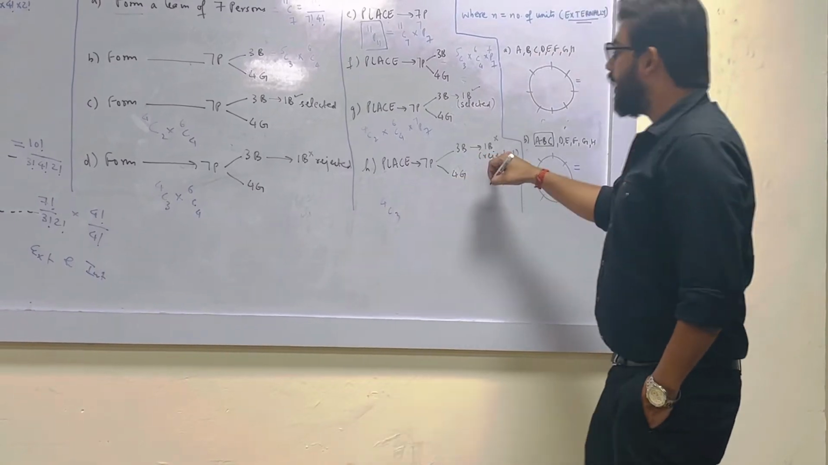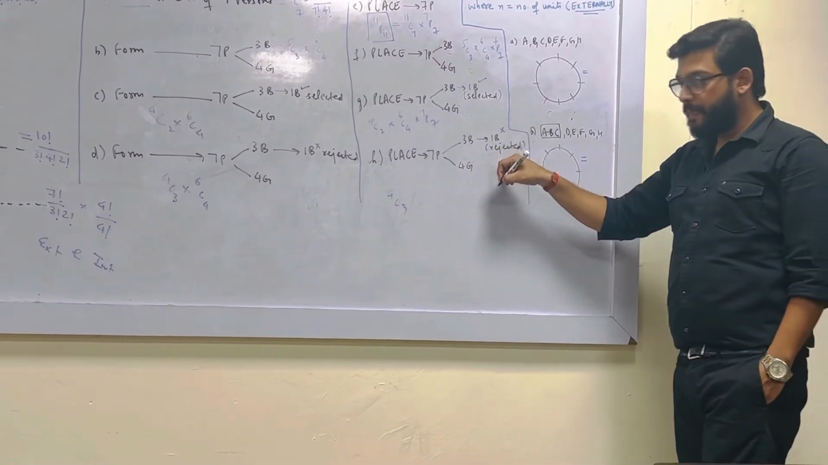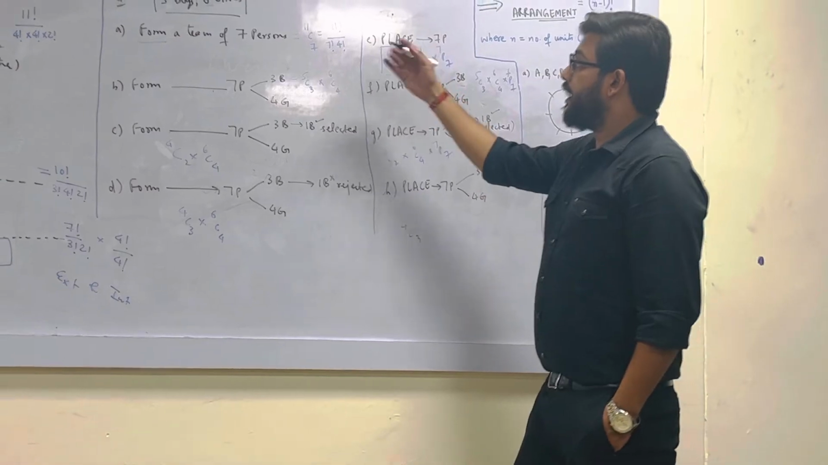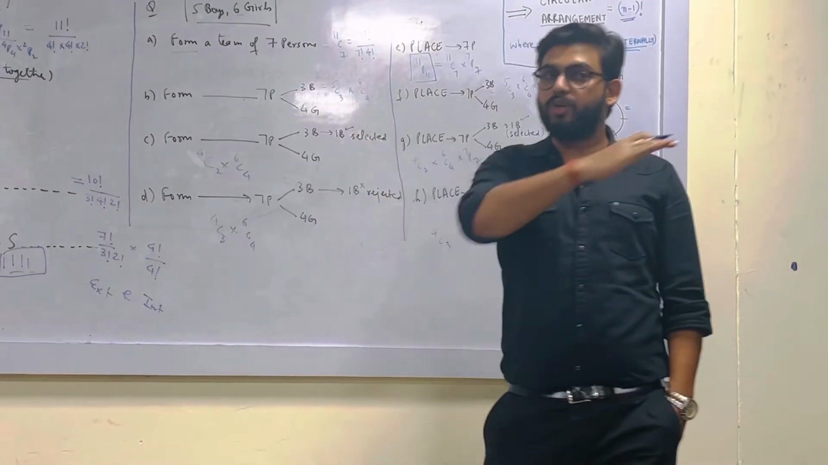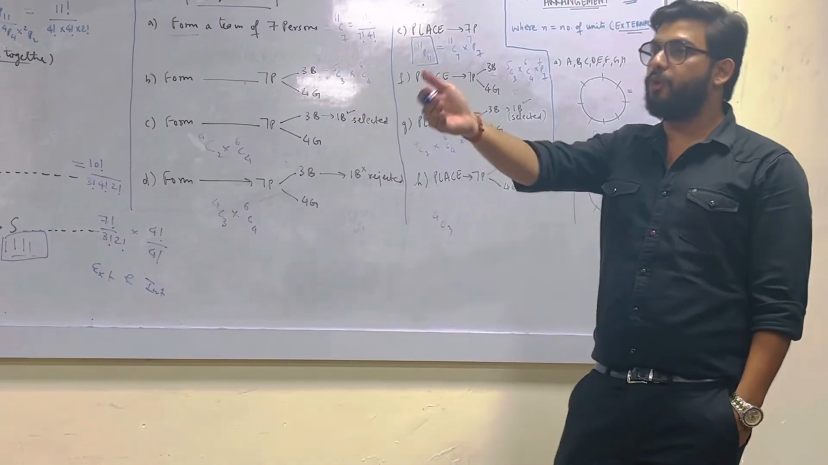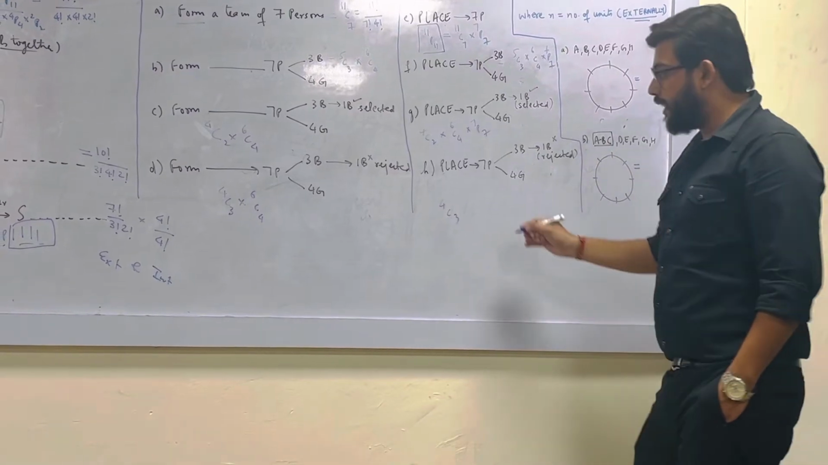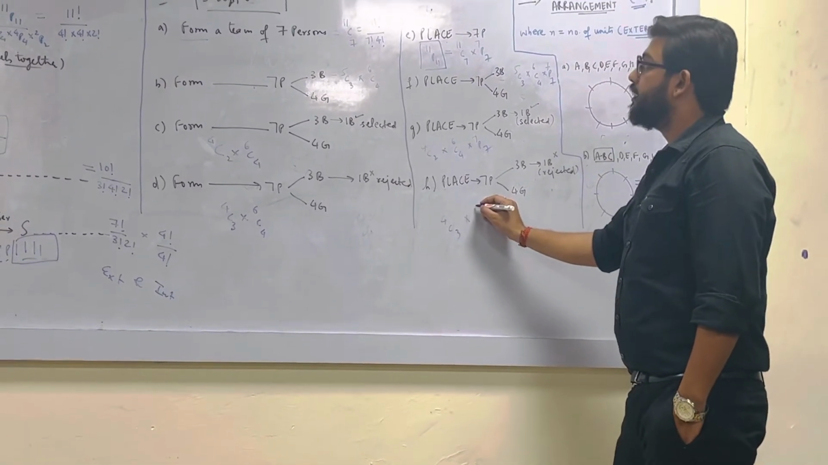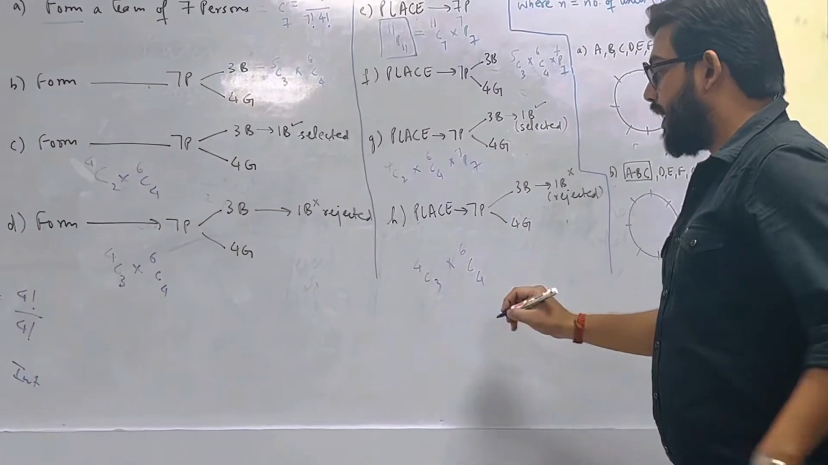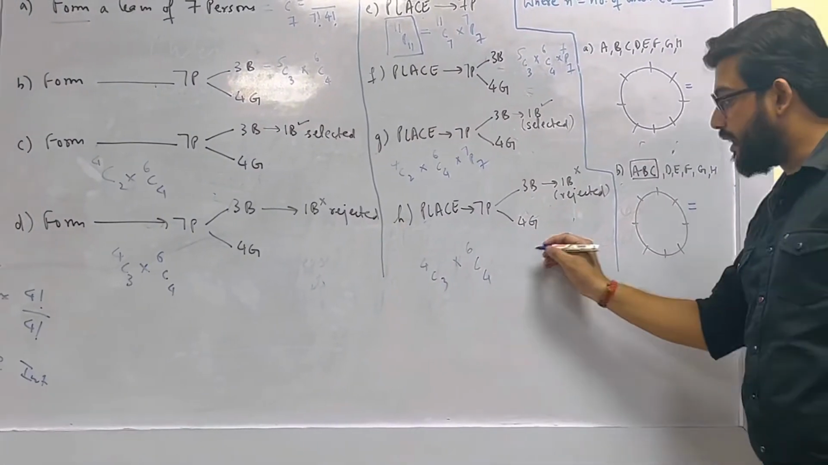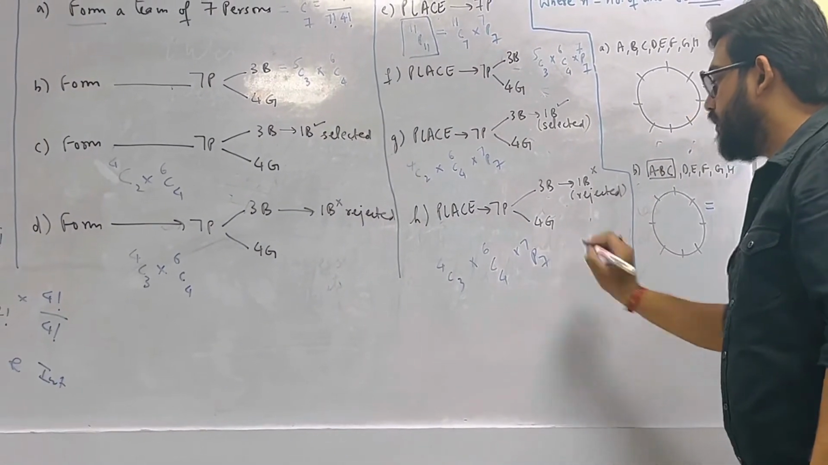4C3 because one should be rejected all the time. 4C3 out of 4. We had 5 total. 1 is to be brutally rejected. Remaining 4 out of 4 we got to choose 3 boys. Then 6C4. Now these 7 selected to be placed. कितना आएगा शाबाश? Very good.